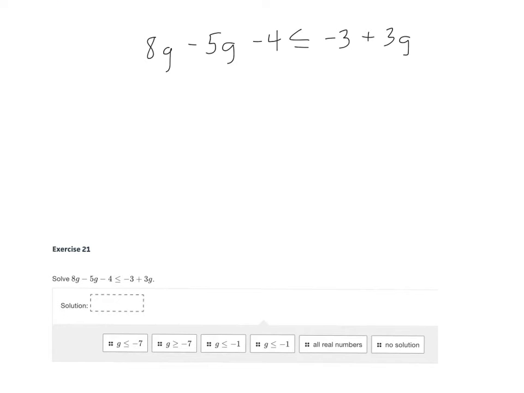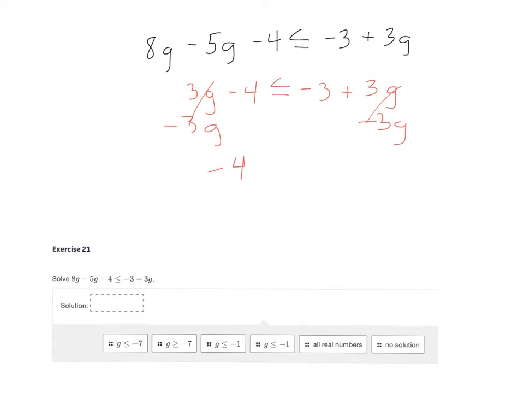Alright, on this one here, we can clean this up a little bit. We have some like terms that we can combine. So 8 minus 5g is 3g. We still have the minus 4 less than negative 3 plus 3g. So now let's consolidate our g's, and we're going to minus 3g on both sides. Our variables disappear.